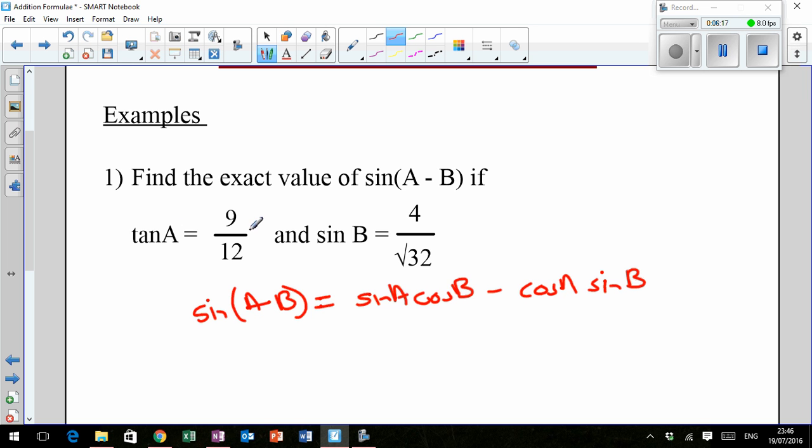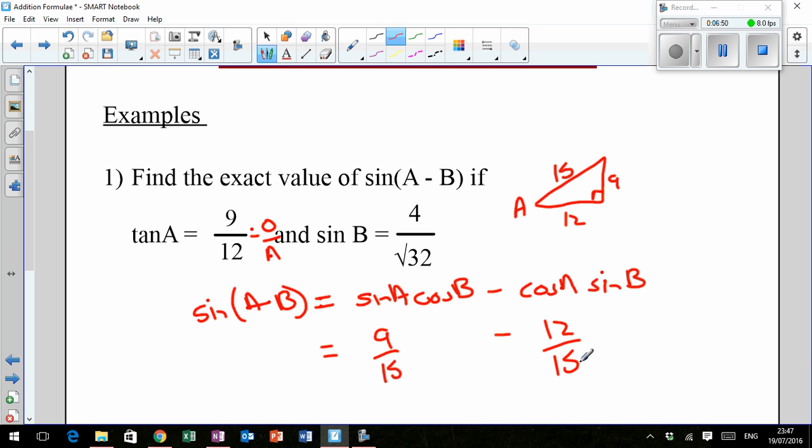Now if tan a is 9 over 12, we know that tan is equal to opposite over adjacent. So we can draw a triangle with a, where the opposite is 9 and the adjacent is 12. And using Pythagoras again, that gives me 15 for the hypotenuse. And then we can get cos and sine of a. So the sine of a is going to be opposite over hypotenuse, so 9 over 15. Cos a is going to be adjacent over hypotenuse, so 12 over 15.